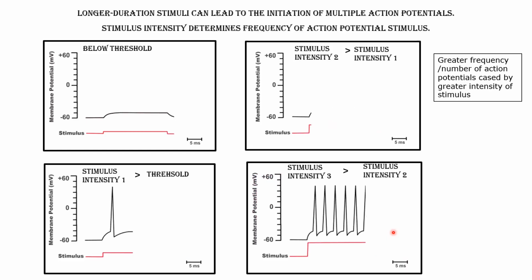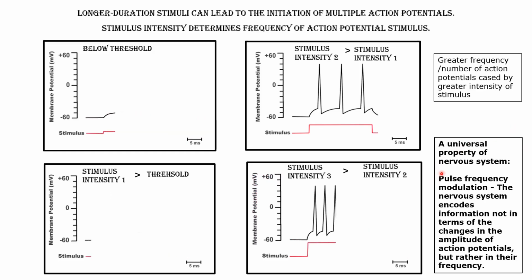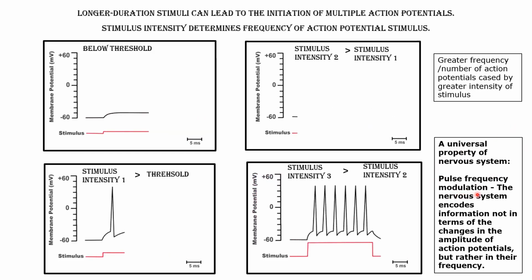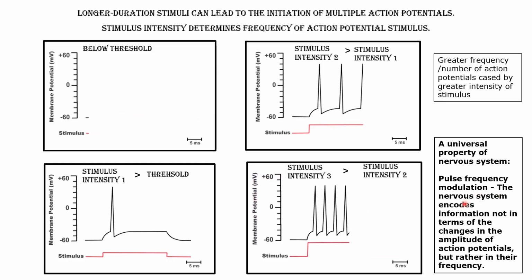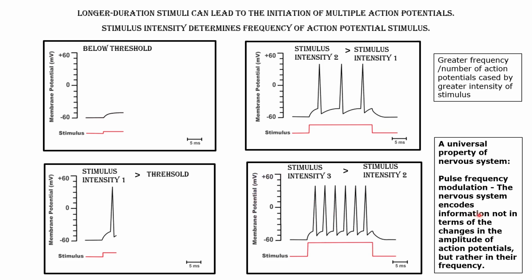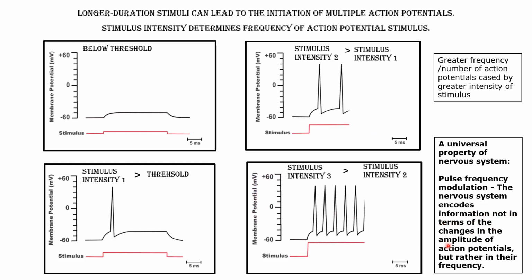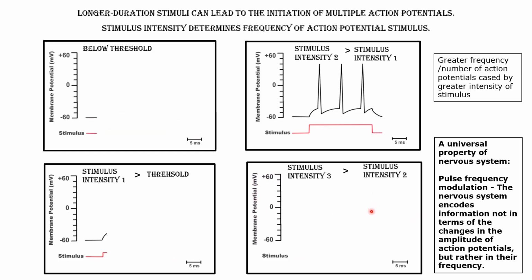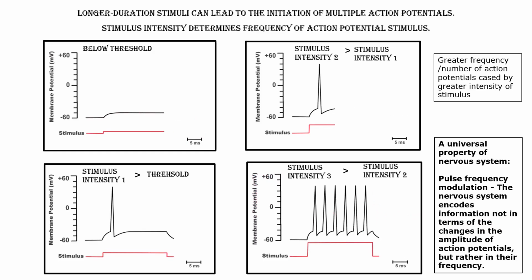Therefore, this brings us to the universal property of a nervous system, called the pulse frequency modulation, according to which the nervous system encodes information regarding the strength of a stimulus, not in terms of changes in amplitude of a particular action potential, but rather in the change in the frequency of the action potential.